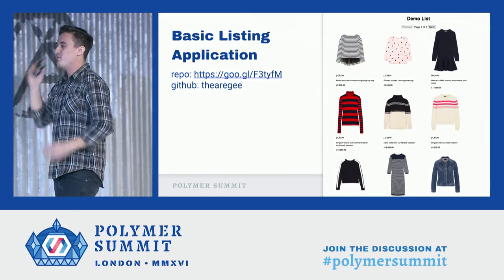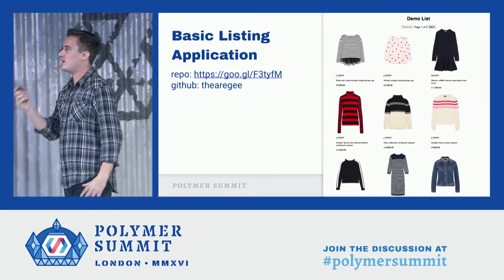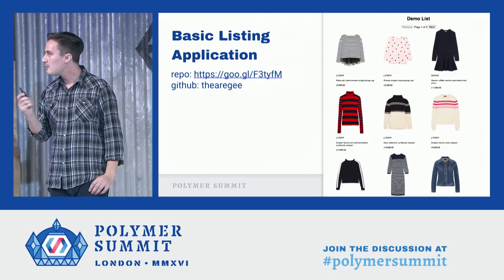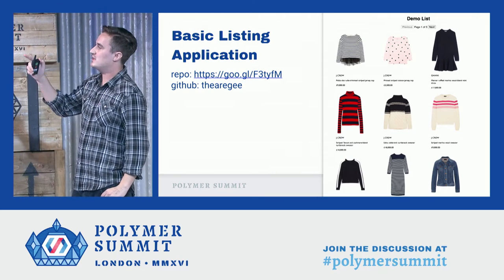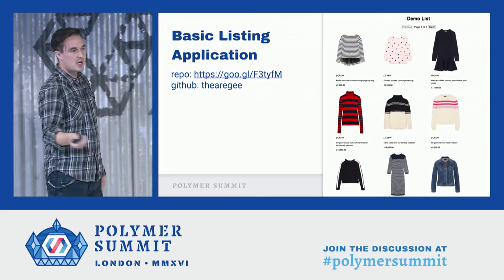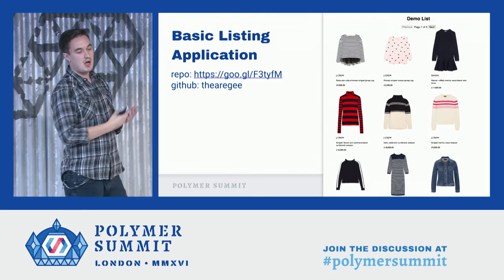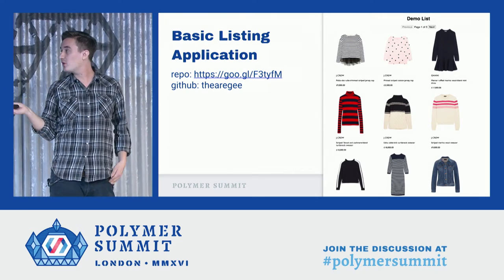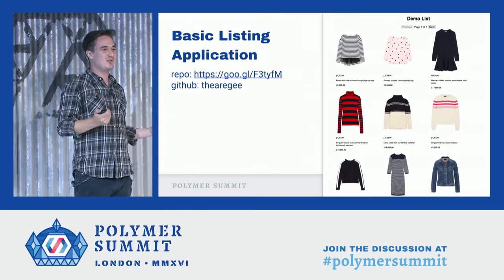So we've built a little component. We want to get to applications now. So this is a simple listing application, again built. It's on GitHub. It's available for you to check out. It's got full automation tests. And you can play around with it. It's pretty ugly, I'm sorry, but I just wanted to show you some simple features that you can do.